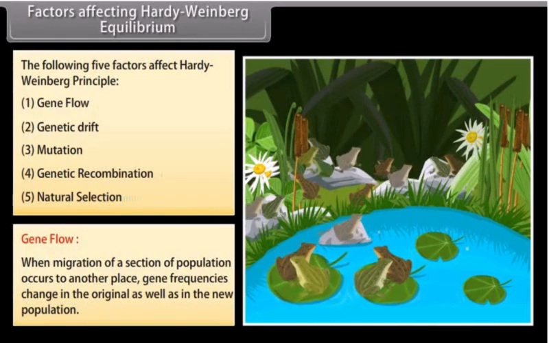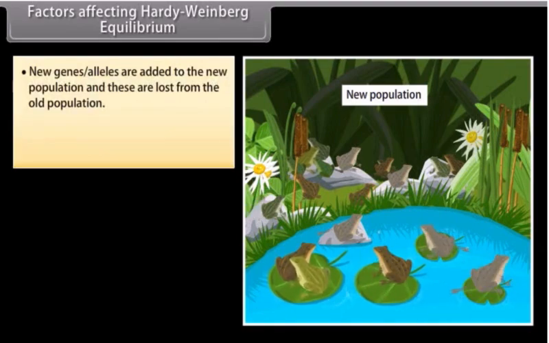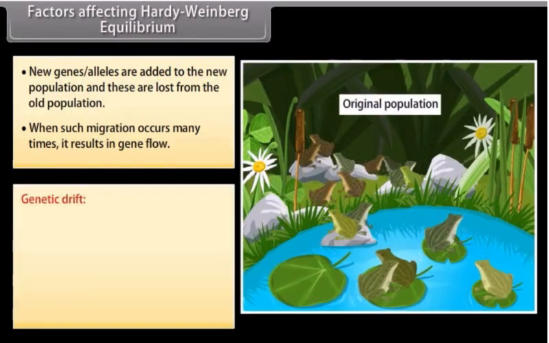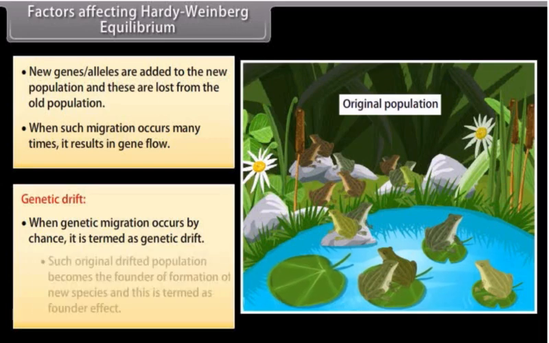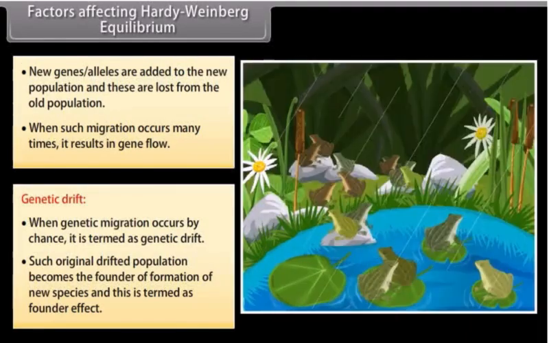original as well as in the new population. New genes, alleles, are added to the new population and these are lost from the old population. When such migration occurs many times, it results in gene flow. Genetic drift. When genetic migration occurs by chance, it is termed as genetic drift. Such original drifted population becomes the founder of formation of new species, and this is termed as founder effect.